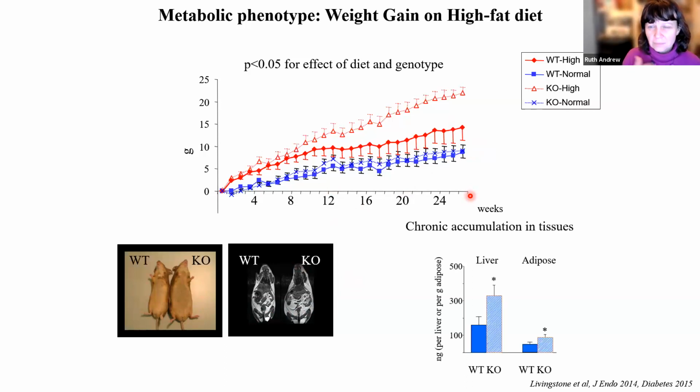Now, we studied these mice by infusing glucocorticoids to see whether or not the animals accumulated the glucocorticoids at sites where there could be metabolic complications. And you can see here, measuring glucocorticoids in the liver and adipose, where in the stripy bars, you can see the knockout at higher levels.